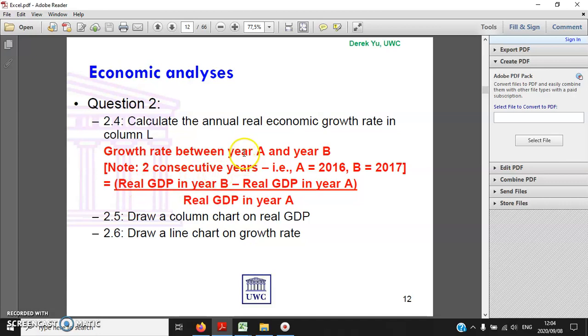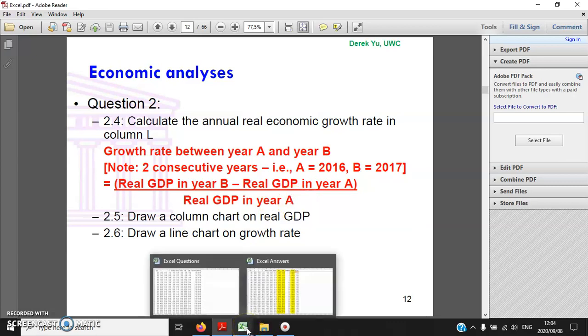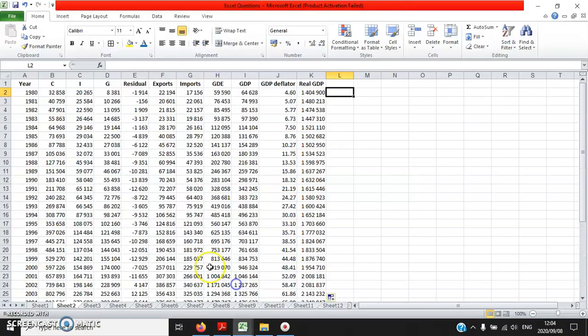Yes, between 2 consecutive years. It is equal to real GDP in year B minus real GDP in the previous year, year A, bracket, divided by real GDP of the earlier year, which is year A. And then we obviously have to convert the answers into percentage. So let me call it growth. It is impossible to work out the real GDP growth rate here. The reason is we don't have the 1979 real GDP. So the answer is left blank here.